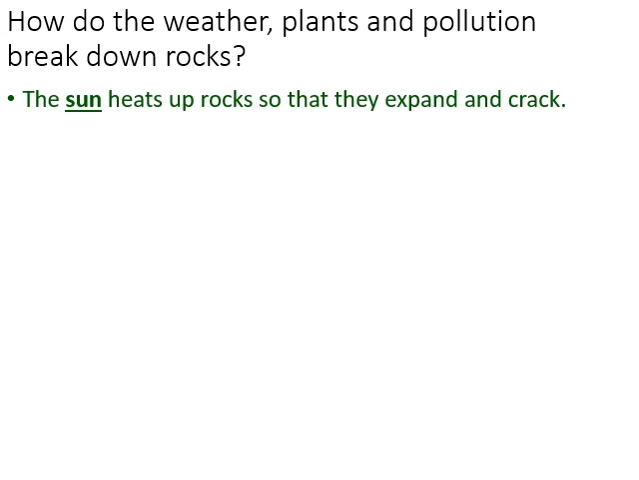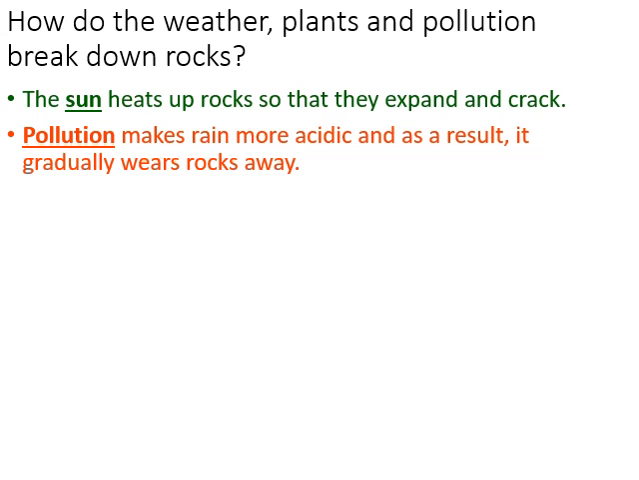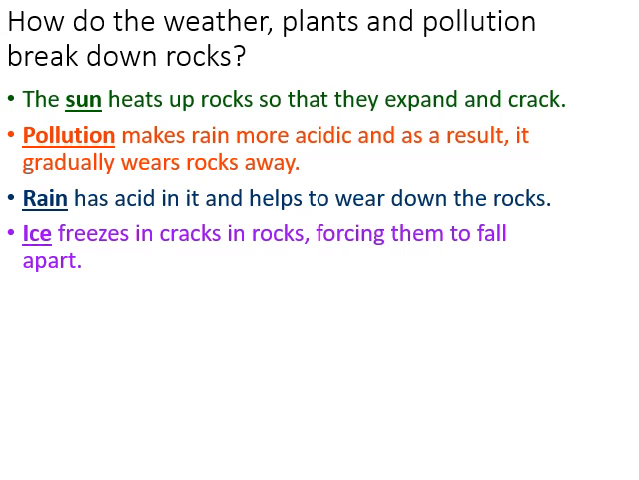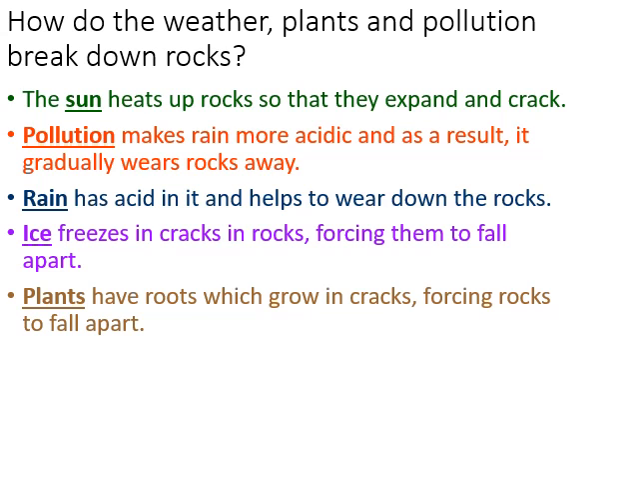We can have the sun heating up rocks, which can cause rocks to expand very slowly and gradually crack. We can have pollution. Obviously, if rain is acidic, it can cause that rock to wear away very gradually. If it is cold, then water can get into cracks and freeze and cause weathering along that process. And plants can also cause weathering to take place.